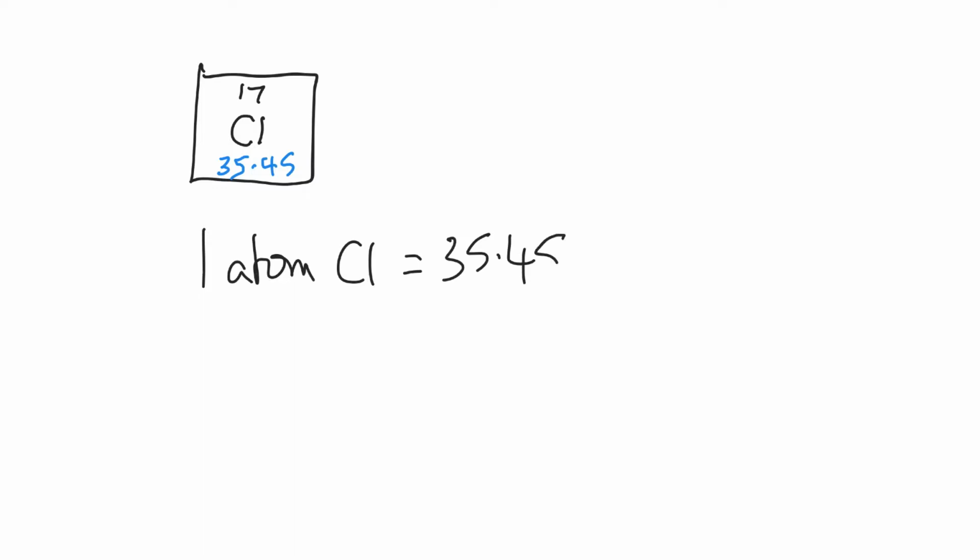For instance, if we go to our friend chlorine, above chlorine I believe we see a 17, and below it we see the important number here, 35.45. What that means is that one atom of chlorine, on average, is going to weigh 35.45 atomic mass units, or just U for short. And that gives us a way to count by weighing.